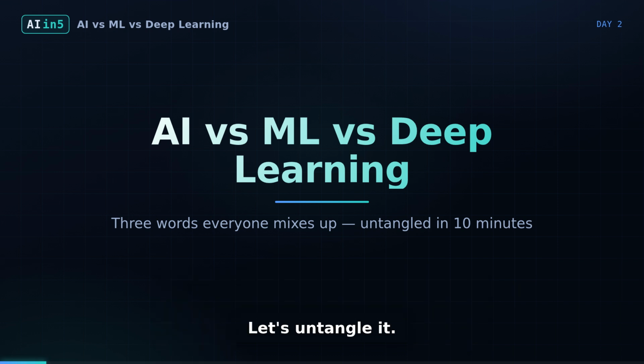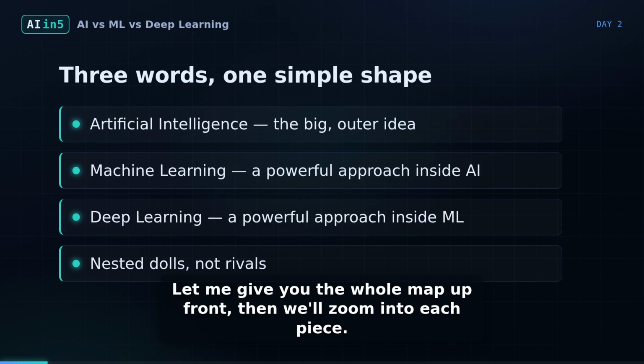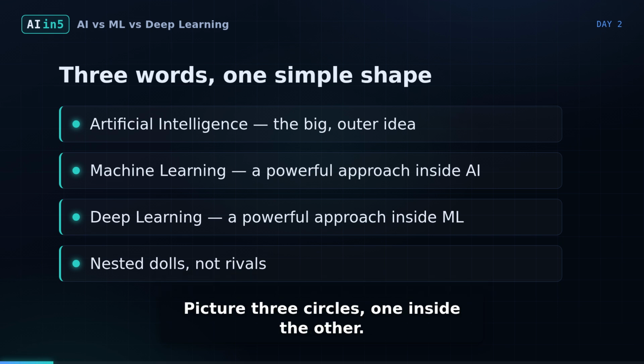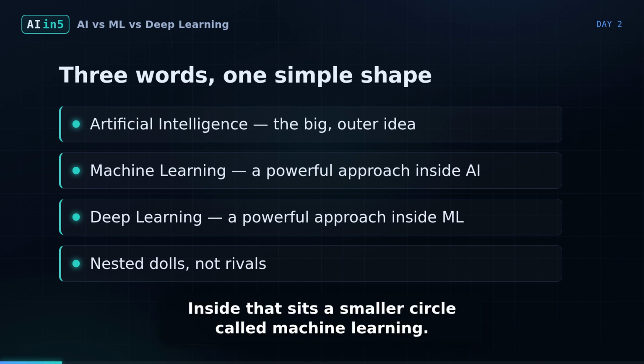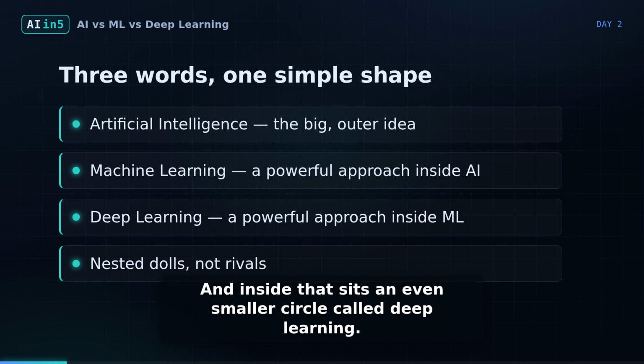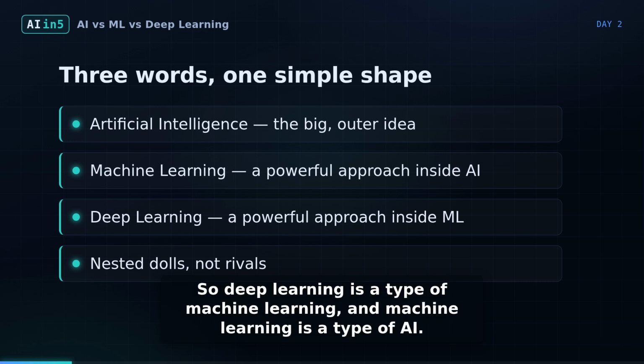Let's untangle it. Let me give you the whole map up front, then we'll zoom into each piece. Picture 3 circles, one inside the other. The biggest, outer circle is artificial intelligence, the entire field. Inside that sits a smaller circle called machine learning. And inside that sits an even smaller circle called deep learning.